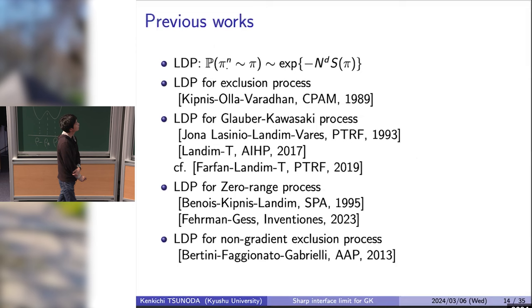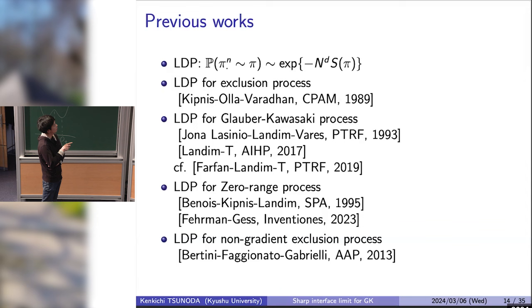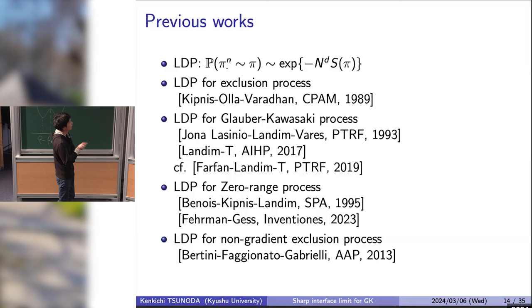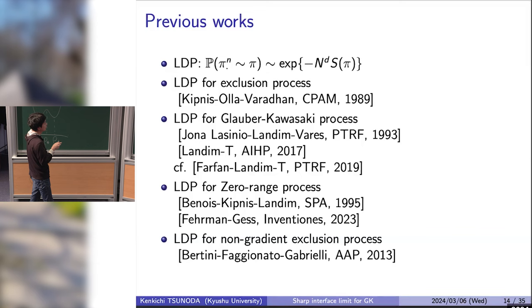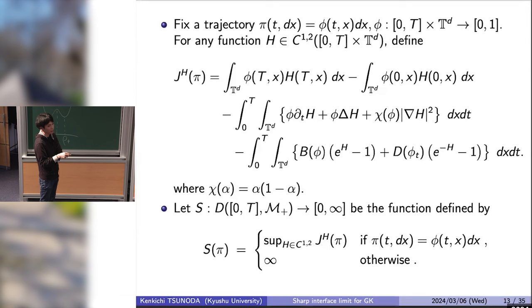Of course the precise meaning is given in the Freidlin-Wentzell sense, but we have the large deviation principle for short. And this has been originally studied by Kipnis, Olla and Varadhan. They studied the large deviation problem for the symmetric simple exclusion process. They don't have the Glauber part here. Then the resulting function is completely the same.